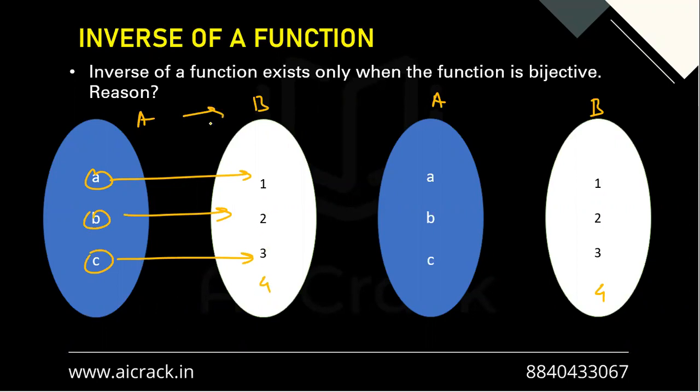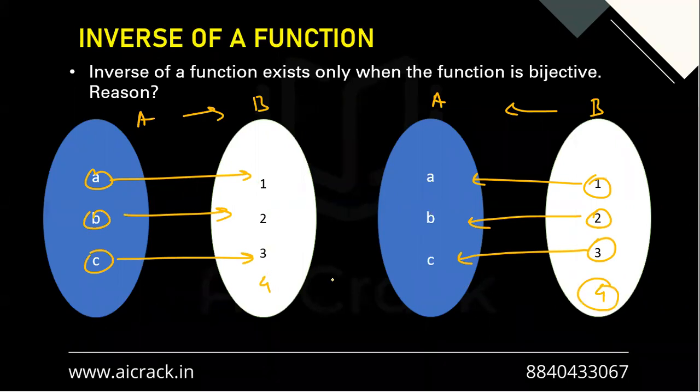Now let's try to define the inverse. For that, we'll reverse the arrows, right? Now 4 is not being mapped to any element of A. That is against the rule of functions, right? So we can clearly say that for an into function, the inverse is not defined, because one or more elements of set B are not going to be mapped. So an into function does not have an inverse function. That is why a function has to be bijective, basically one-one and onto, for its inverse to exist.